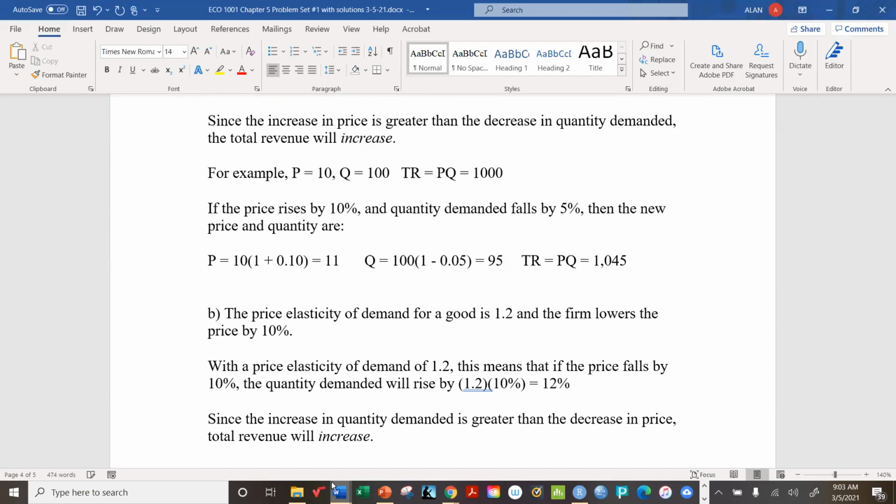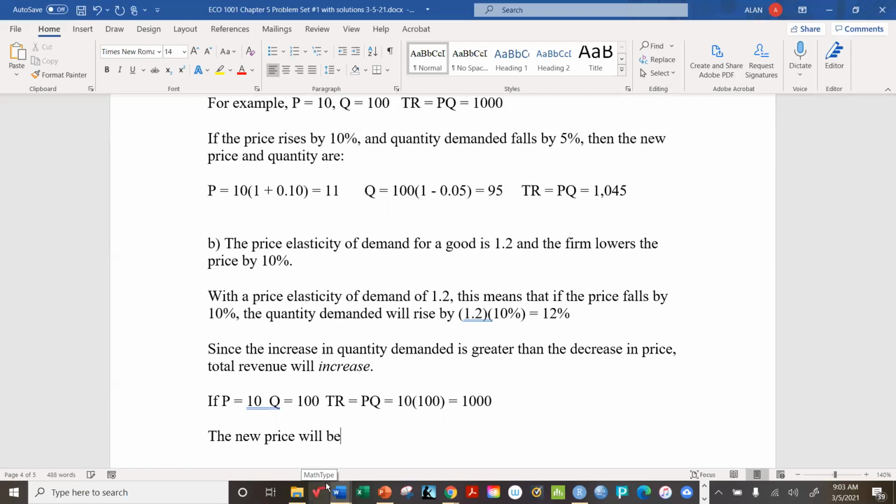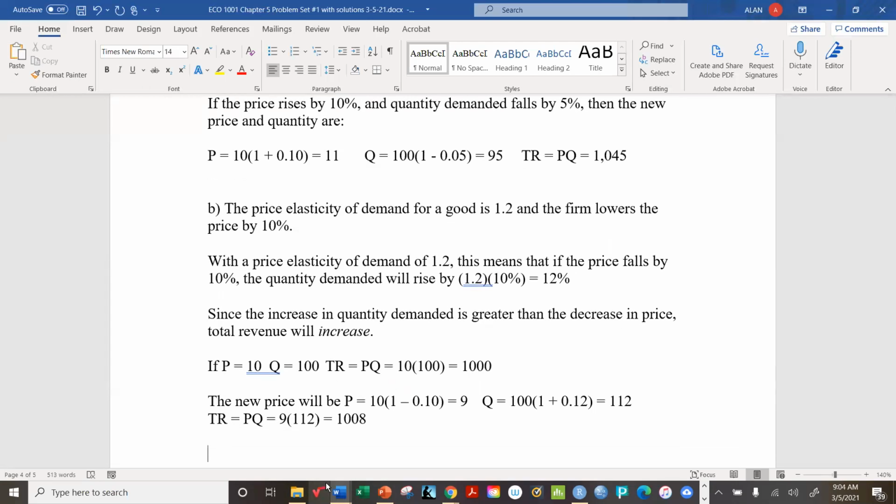And again, if you want to try an example, if P equals 10, Q equals 100, TR equals PQ equals 1,000, then the new price will be 10 times 1 minus the 10% decline, which is 9. The quantity will be 100 times 1 plus 12%, which is 112. And the new total revenue will be 9 times 112, which is 1,008. So that just confirms that if you cut the price when the elasticity is very high, you're going to make more money. You'll bring more money in. And so goods like this are often put on sale for that reason.